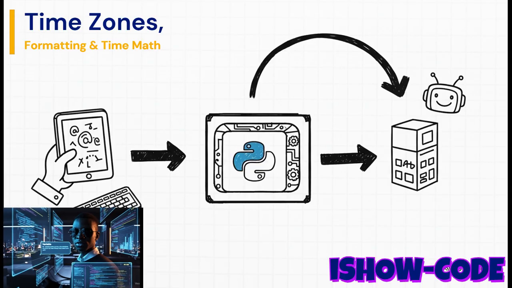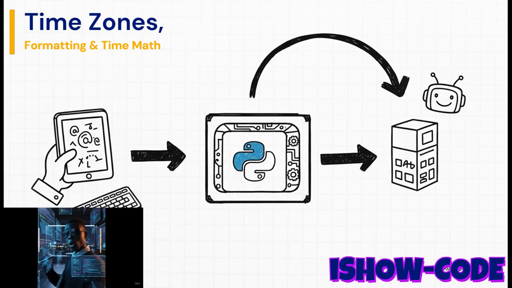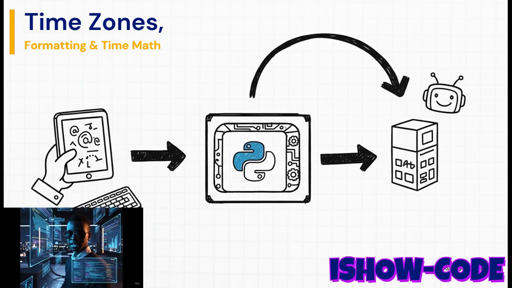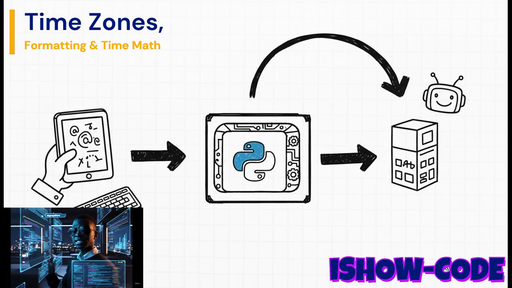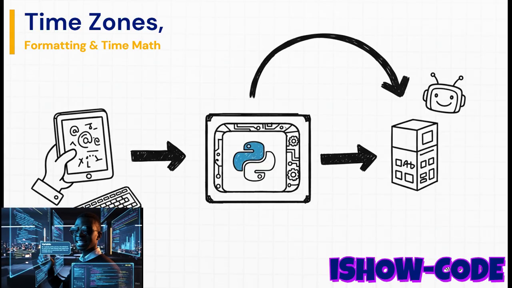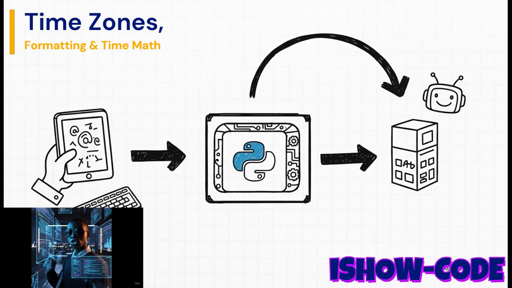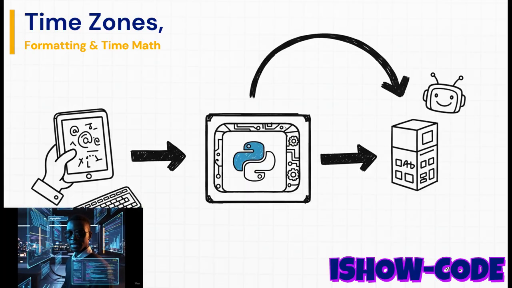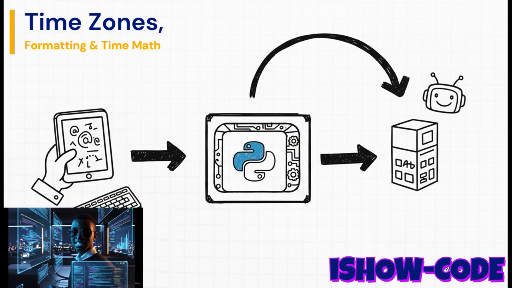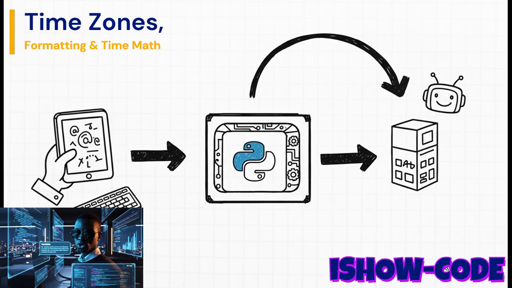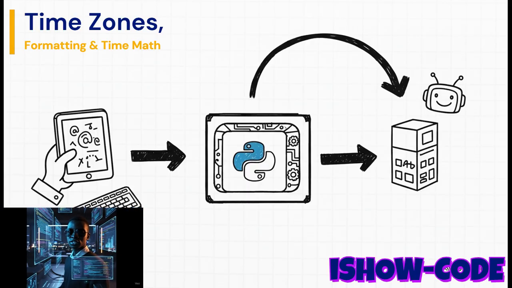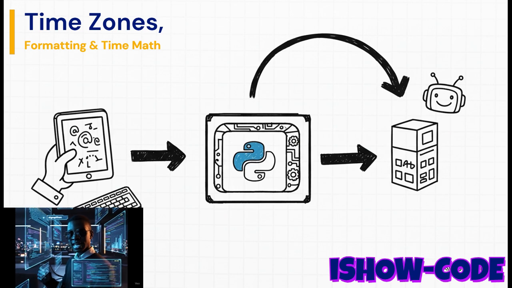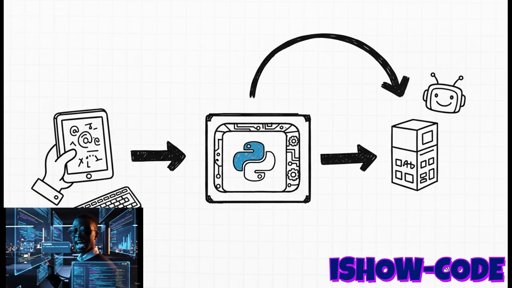Of course, communication has to be a two-way street, right? The module also gives us strptime, or string parse time, which does the exact opposite. So think about a user typing their birthday into a sign-up form. strptime is the tool that takes that text and turns it back into a powerful datetime object that your program can actually understand and work with.